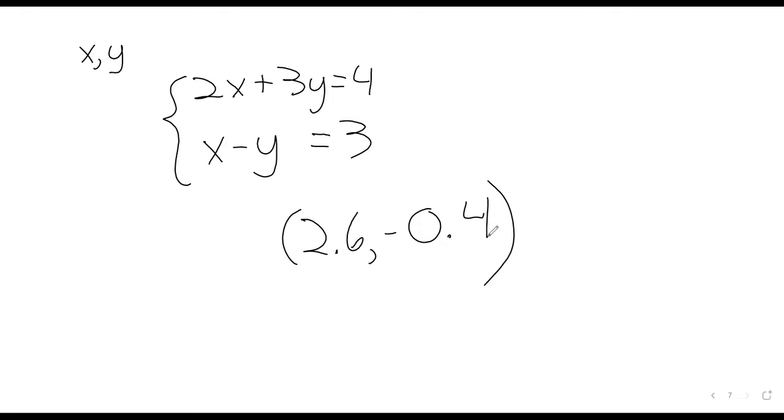Can we imagine drawing two straight lines that will intersect each other twice? I'm seeing heads shaking no, and that's correct. There are a very limited number of cases that we can be in, as far as the number of solutions go. Two straight lines can intersect each other once, in which case there will be one solution.